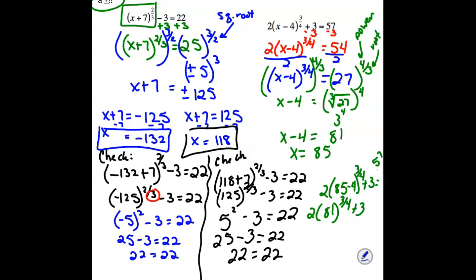81, if we 4th root it, is 3, and 3 cubed is 27. So this becomes a 27. 2 times 27 is 54. Adding the 3 gets us the 57 that we were supposed to get. All right, so it is working.